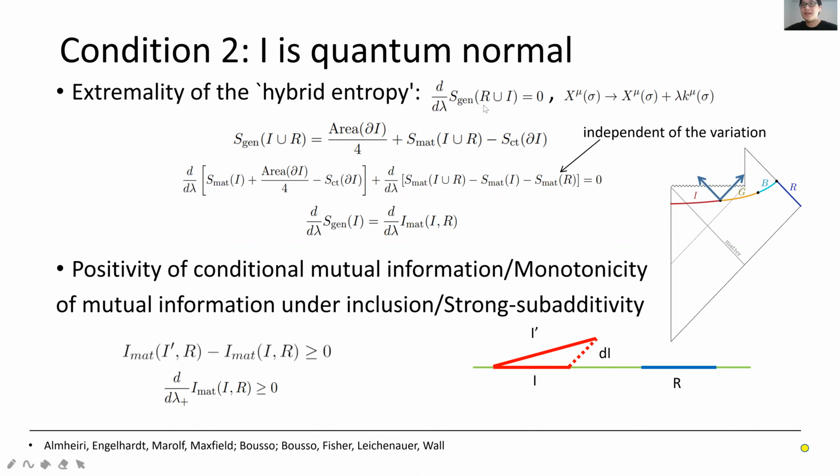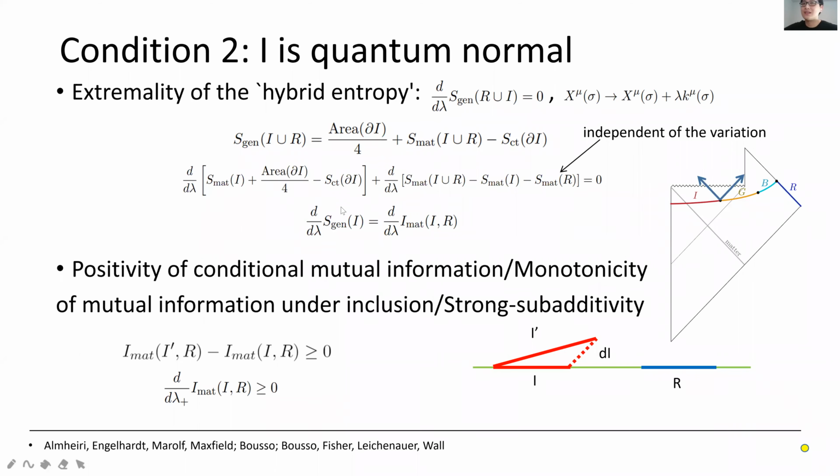If I expand it out, there are these 3 terms, and I can rearrange them because, as I said, we want conditions purely on region I. These island formulas always include this region R, so I want to separate it out. It's very interesting that when you separate it out and add a term that doesn't change under this derivative, you can rewrite this condition as the generalized entropy of this region I, which is a UV finite quantity, equal to the derivative of the mutual information between I and R. Both sides are finite quantities.